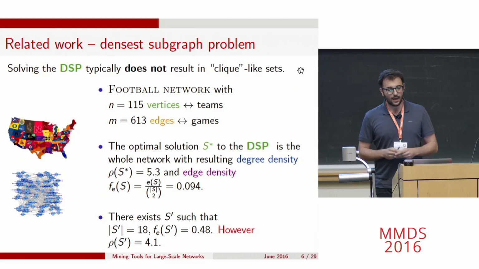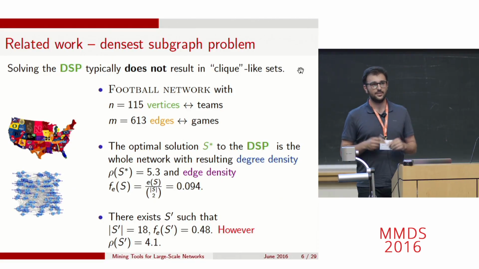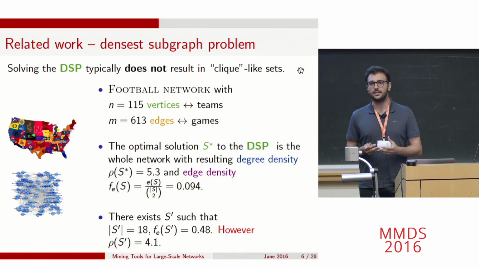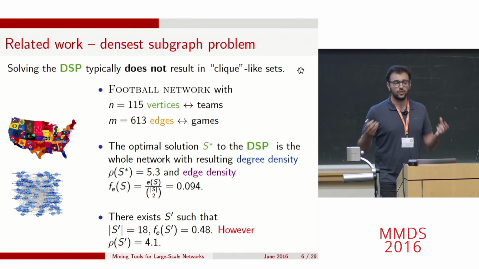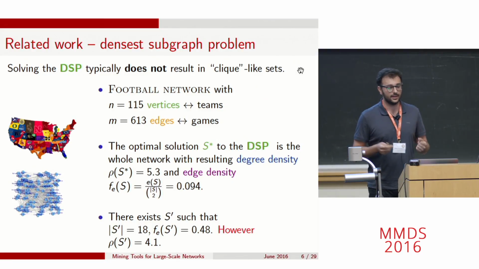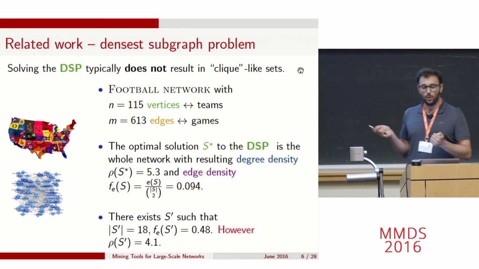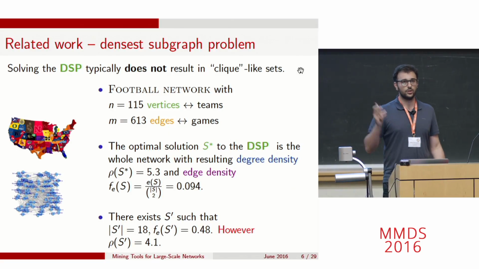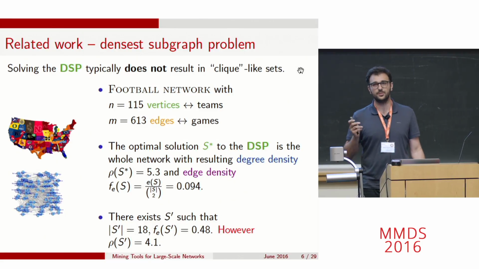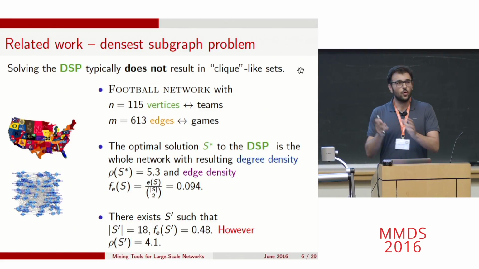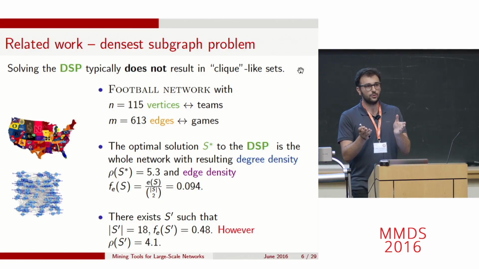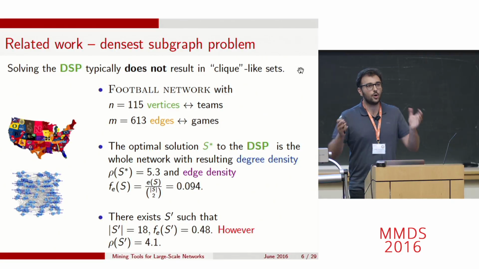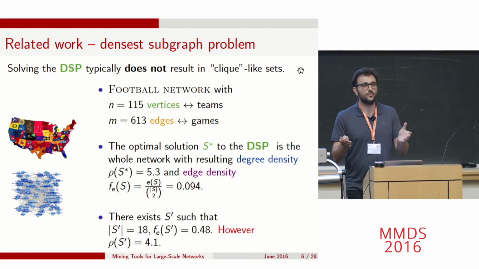So let's see what happens in real data. This objective that we understand very well and we can solve very efficiently in practice does not succeed most of the time in finding large near-cliques. So this is a small graph with 150 nodes and roughly 600 edges, which correspond to teams and games between them respectively. Well, if you solve the densest subgraph problem on this small network, it turns out that the optimal solution is the whole vertex set. Okay, so this is not very informative.